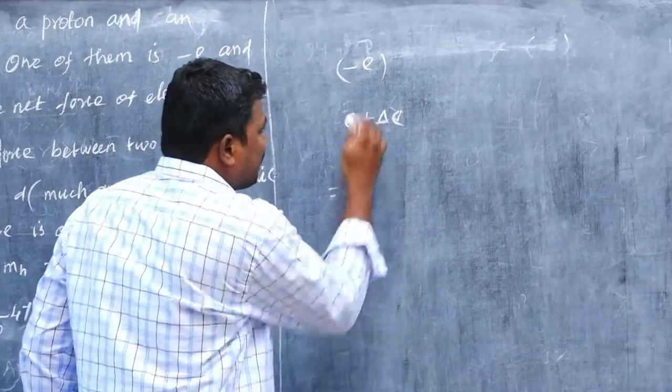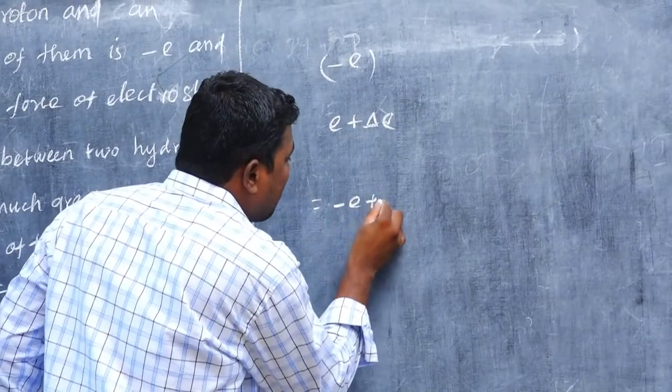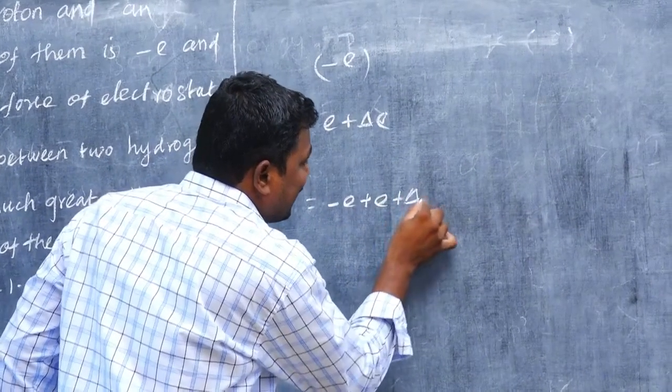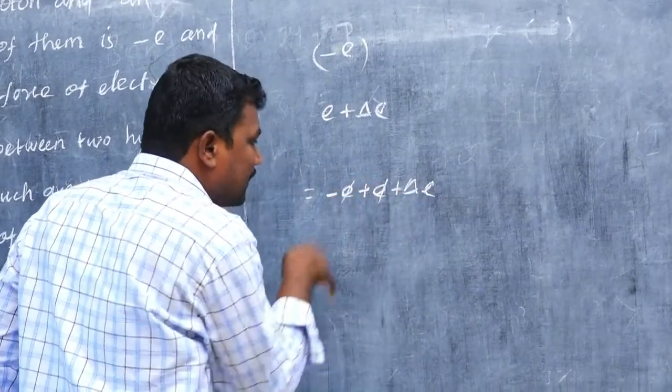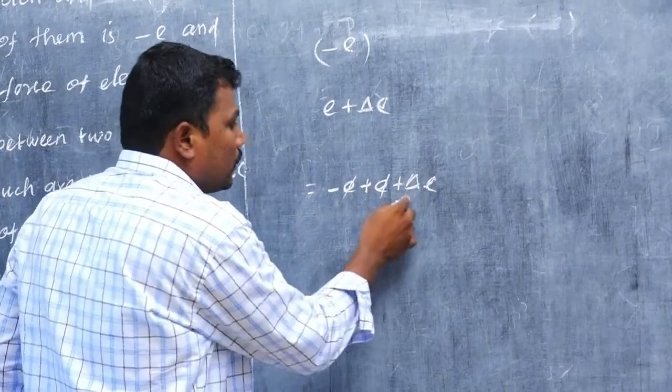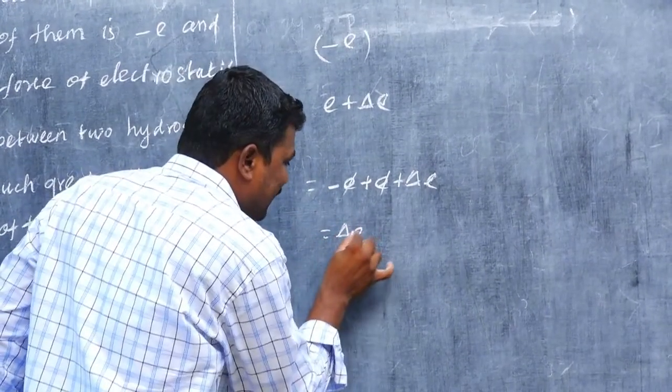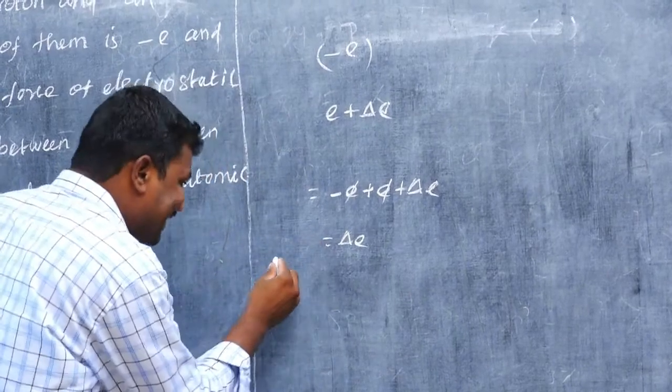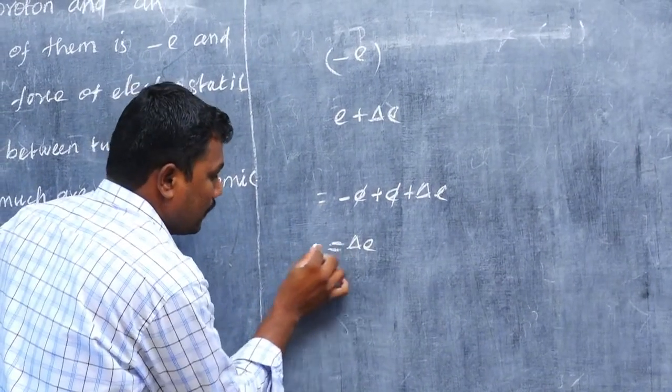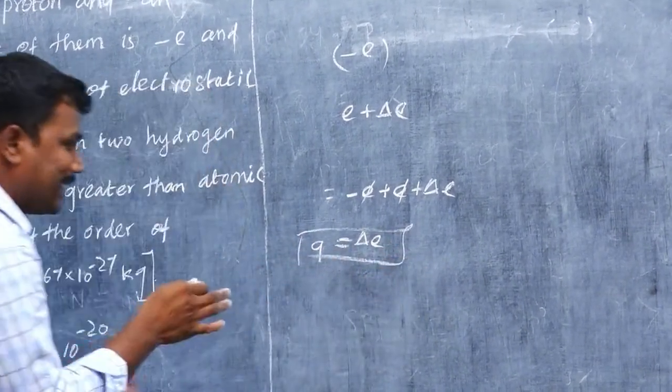First, what is the net charge value of the atom? Minus E plus E plus del E, minus E plus E equal to 0, so the total value is del E. So this is called the net charge, Q.